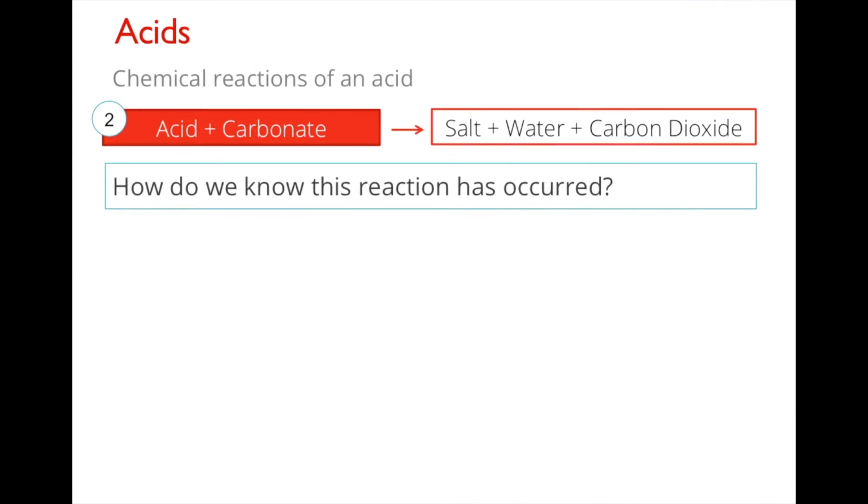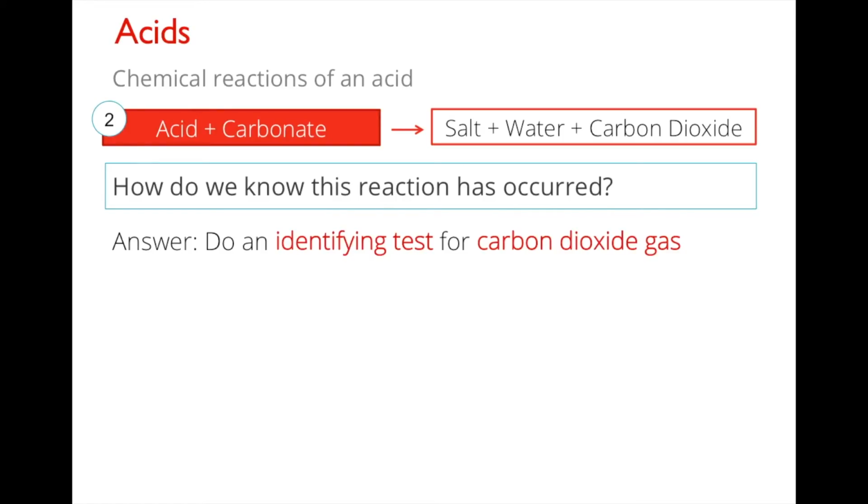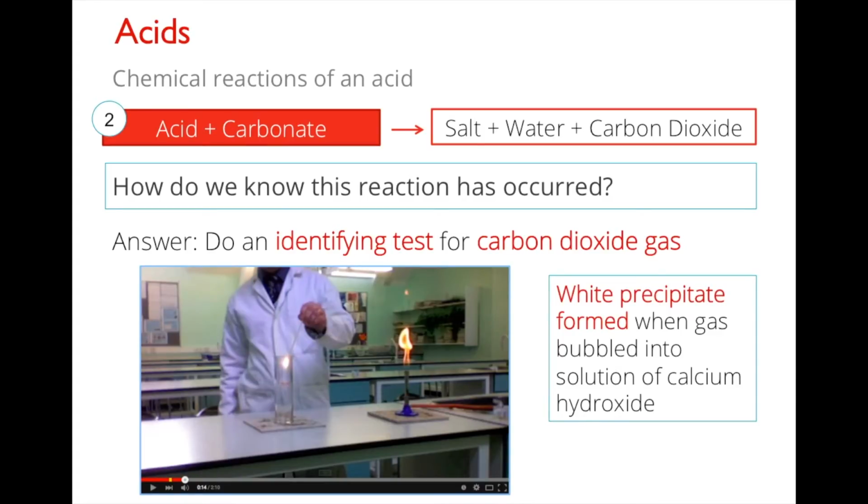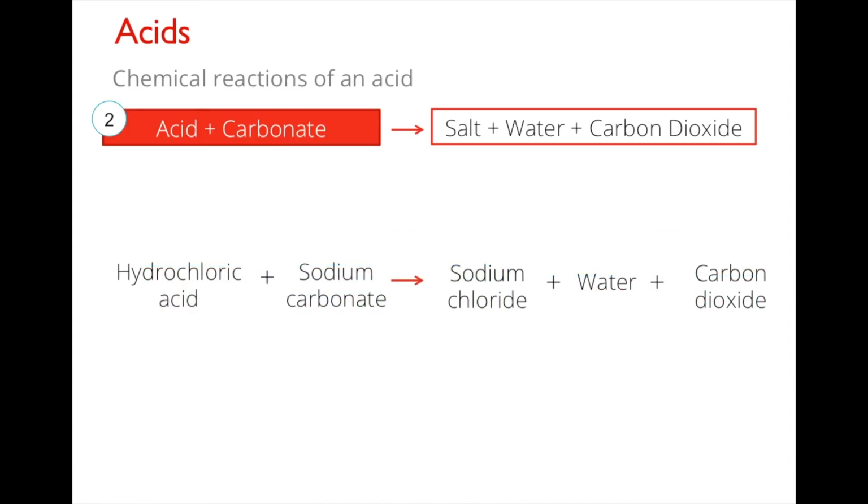Now we move on to the second acid reaction. Acid and metal carbonate gives me salt, water, and carbon dioxide. How do we know that this has occurred? Same thing, we do an identifying test for the carbon dioxide gas. Do you remember what's the identifying test? Yes, it was to bubble the gas into lime water. Remember that calcium hydroxide is actually your lime water.